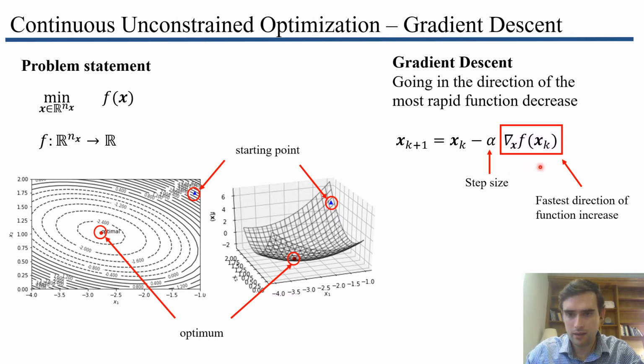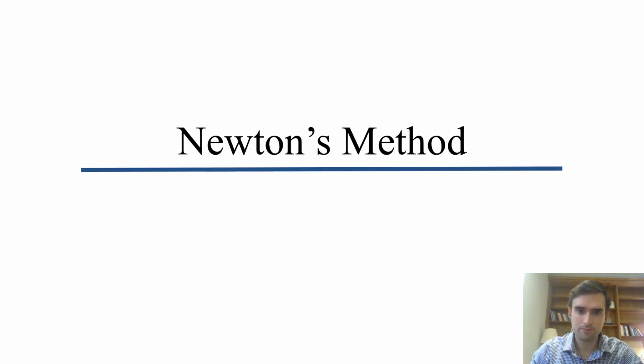Again, the gradient includes not only a component in the direction, but also a component in the step size, but we just assume that the step size is absorbed by the step size component alpha. Yeah, and this didn't work very well, and now we're going to see an alternative, which is Newton's method. So, passing on to Newton's method.